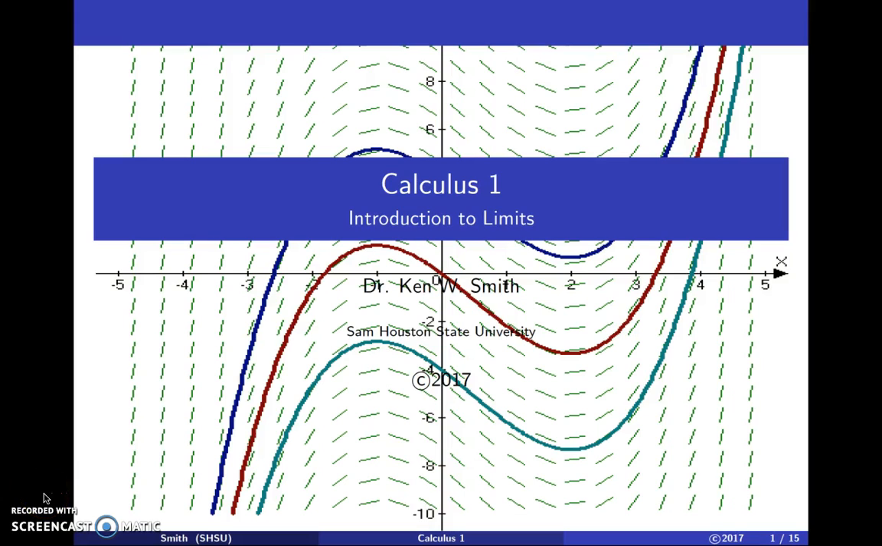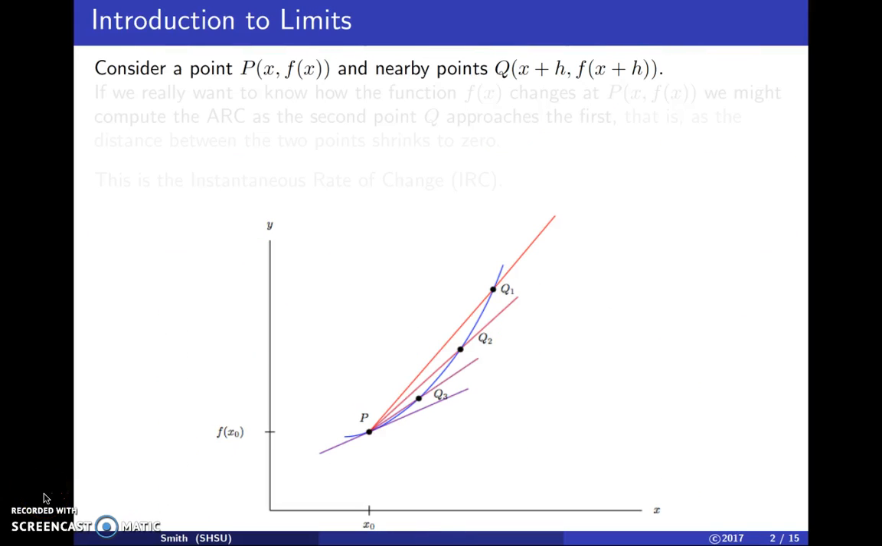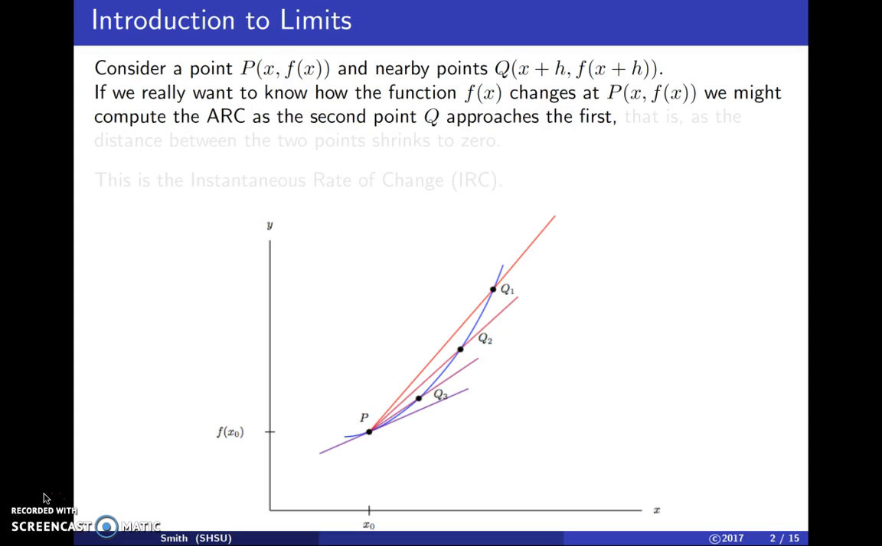In this lecture, we introduce limits. Consider a point P and some nearby points Q. We want to know how the function f of x changes at the point P. This is the point down toward the bottom in our picture. To figure out the slope at the point P, we might compute the average rate of change as the second point Q approaches the first. That is, the distance between the 2 points shrinks to 0.